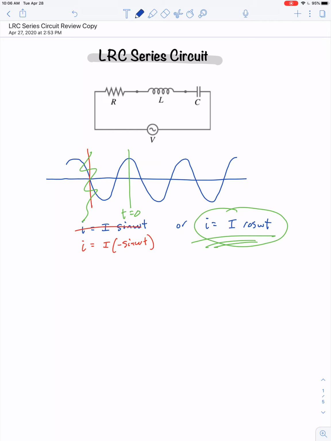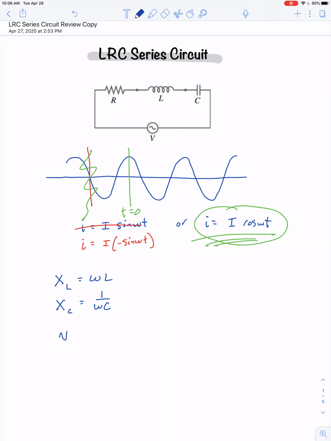The inductive reactance is omega times L. The capacitive reactance is 1 over omega times C. The maximum voltage across the inductor is the inductive reactance multiplied by the max current. The maximum voltage across the capacitor is the capacitive reactance multiplied by the maximum current.